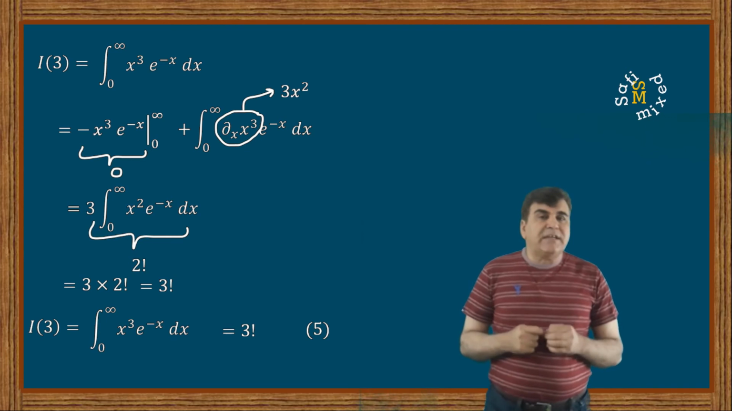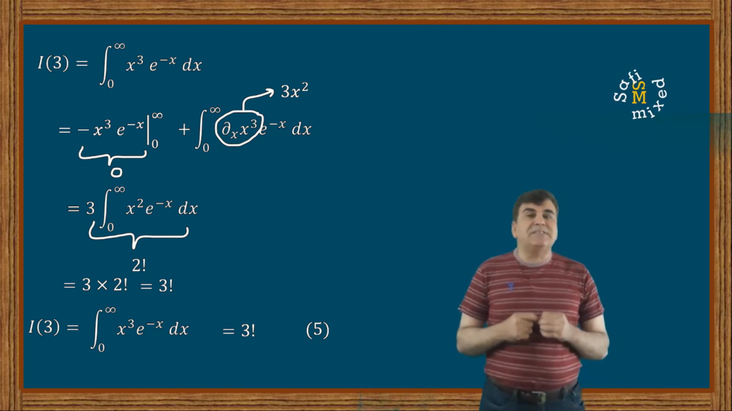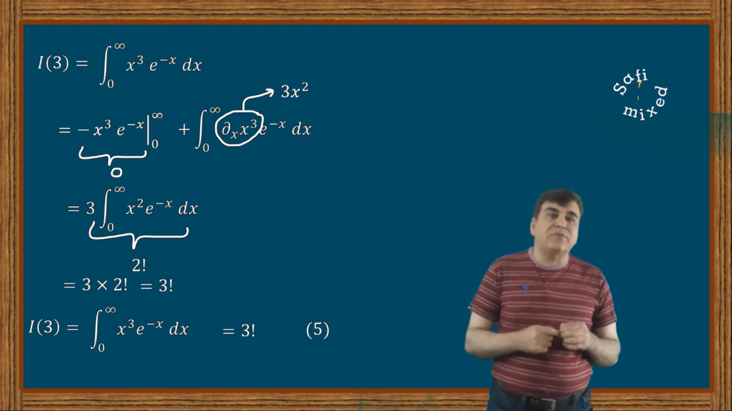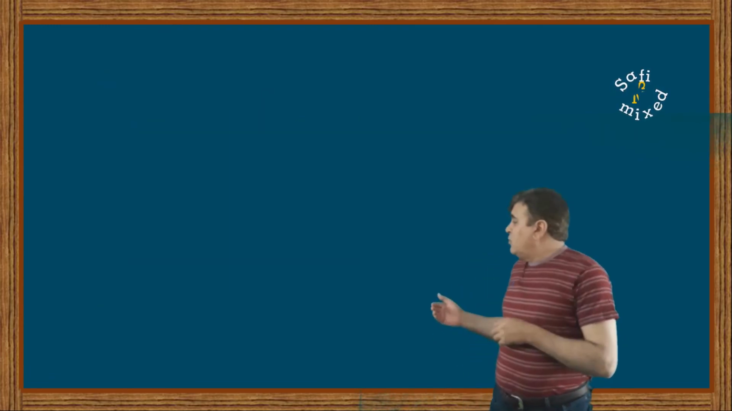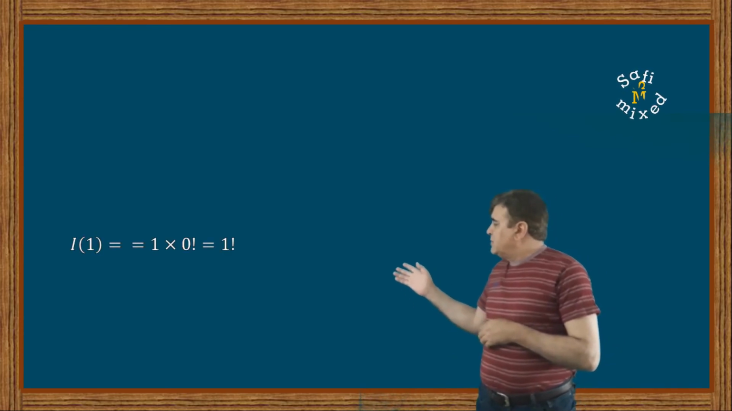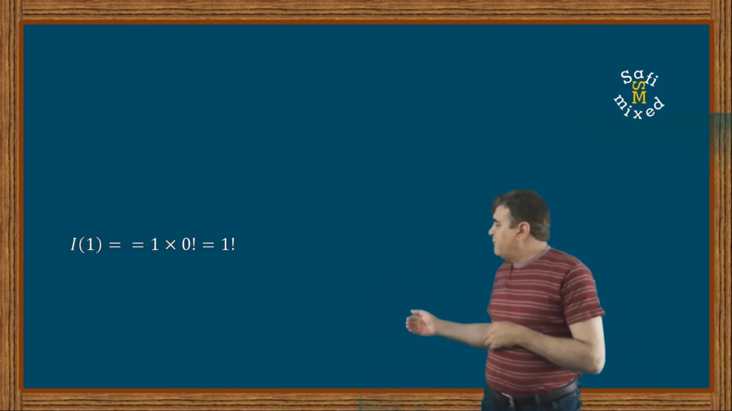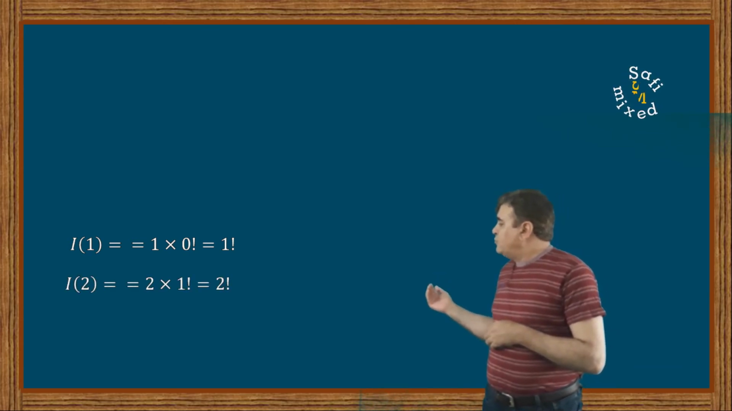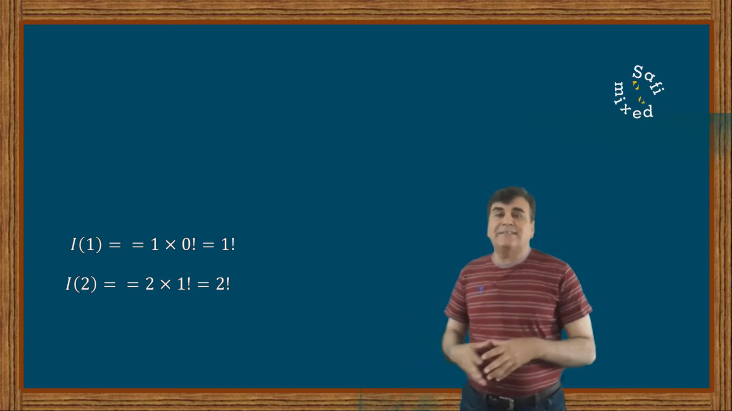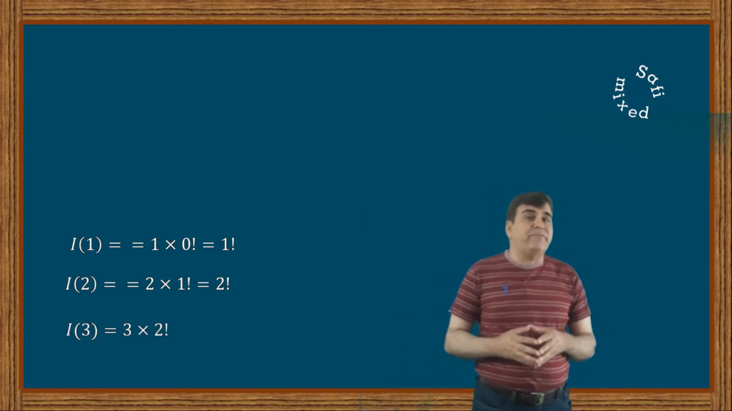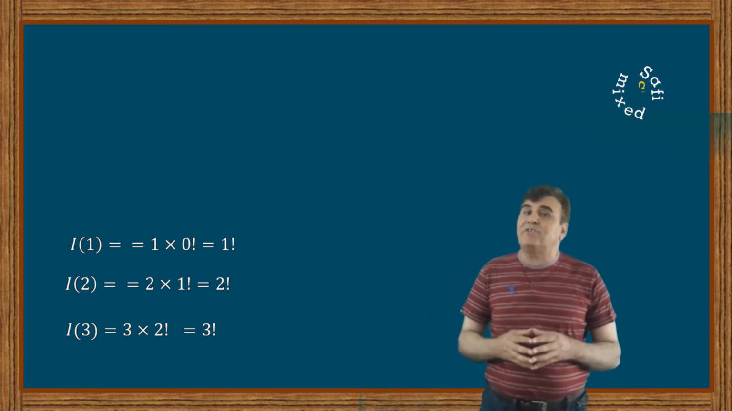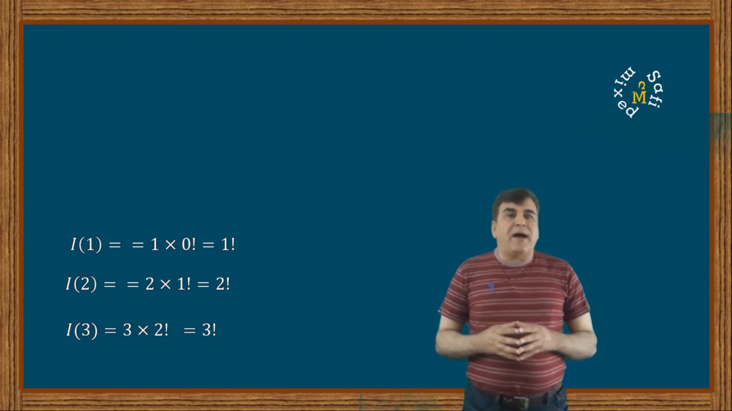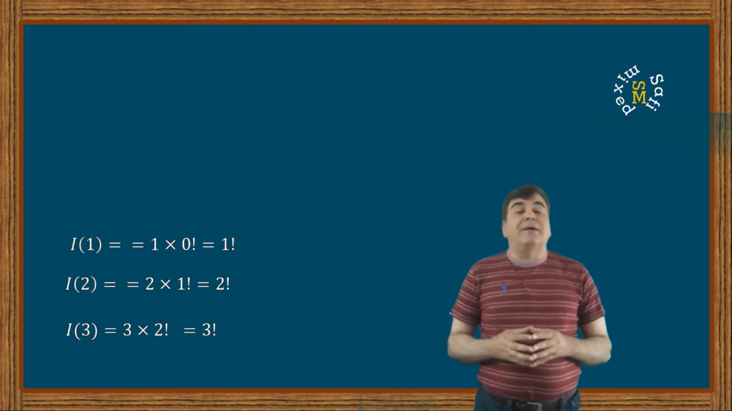We see for every increasing value of n, the integral reduces to the result of n times n minus 1 factorial. That is, for n equal to 1, we wrote I1 equals 1 times 0 factorial. For n equal to 2, we wrote I of 2 equals 2 times 1 factorial, and similarly for n equals 3, we wrote I of 3 equals 3 times 2 factorial. If we keep on solving for higher values of n, this pattern will continue.